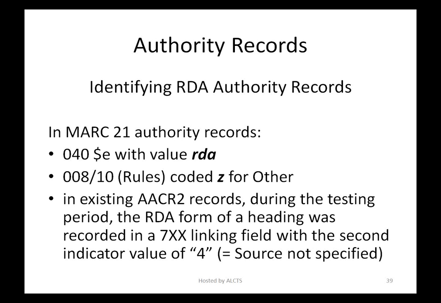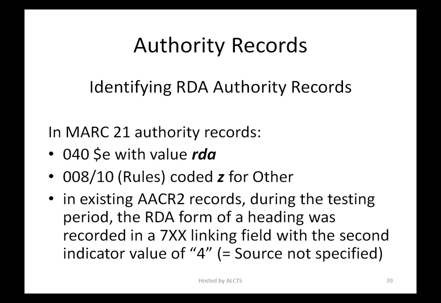Now, in existing AACR2 records during the testing period, they didn't change the AACR2 authorized form, but they added a 7XX linking field with the RDA form, whether it was the same as AACR2 or different, and they encoded that with a second indicator value of 4, which means source not specified.